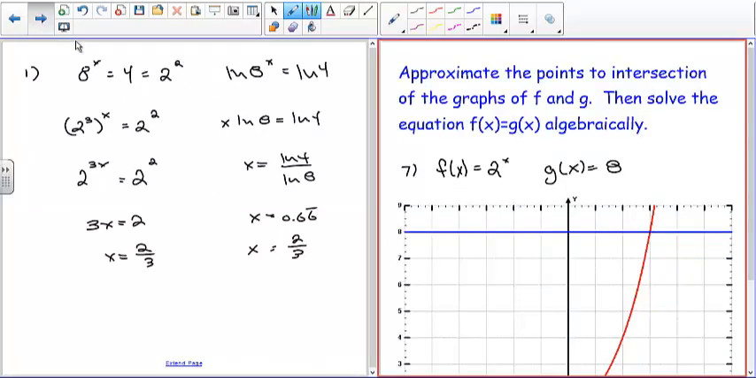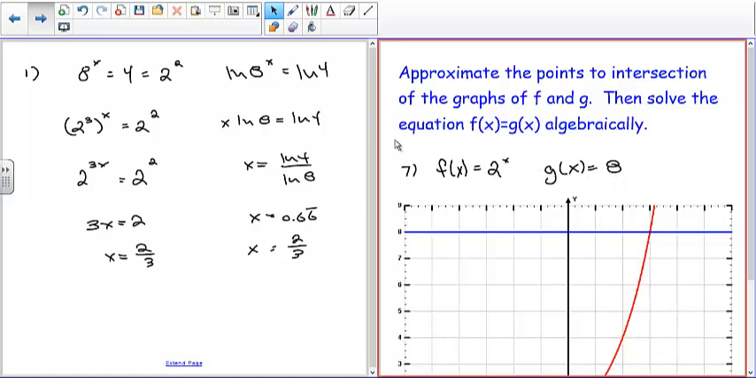Okay, so those are some simple examples of solving for x, when the x is either an exponent or the argument of a logarithm. Okay, it says here, approximate the points of intersection of the graphs of f of x and g of x. So the blue curve is g of x equals 8, f of x equals 2 to the x.